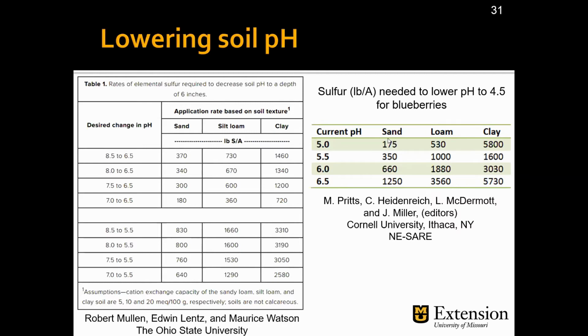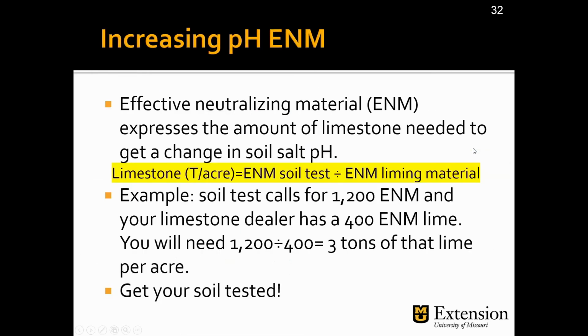On the right side, we have how many pounds of sulfur you need to lower the pH to 4.5, and this is specifically for blueberries. Notice again that the amounts are going to change depending on the soil texture that you have. So it's important that you know what kind of soil you have there.